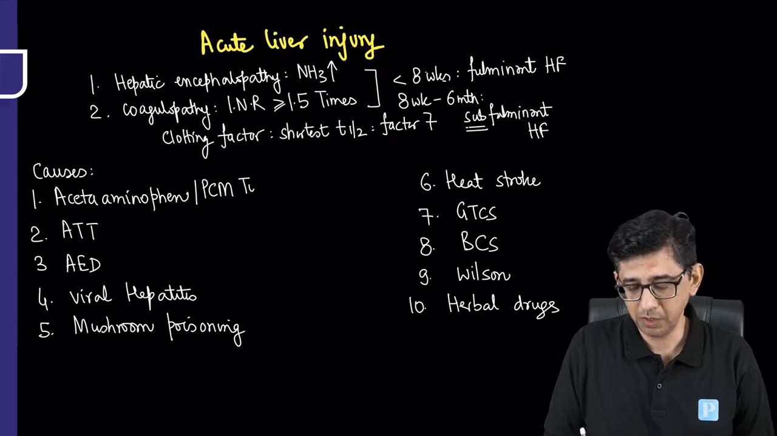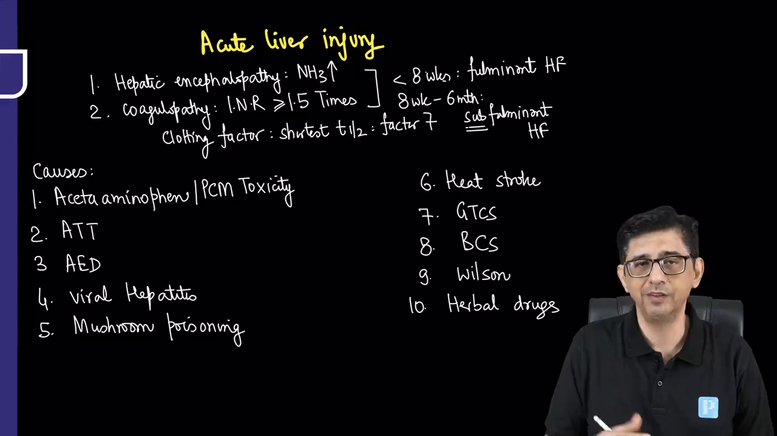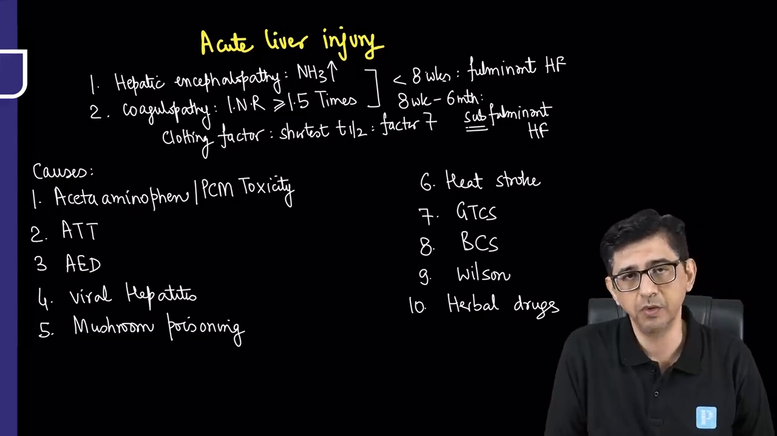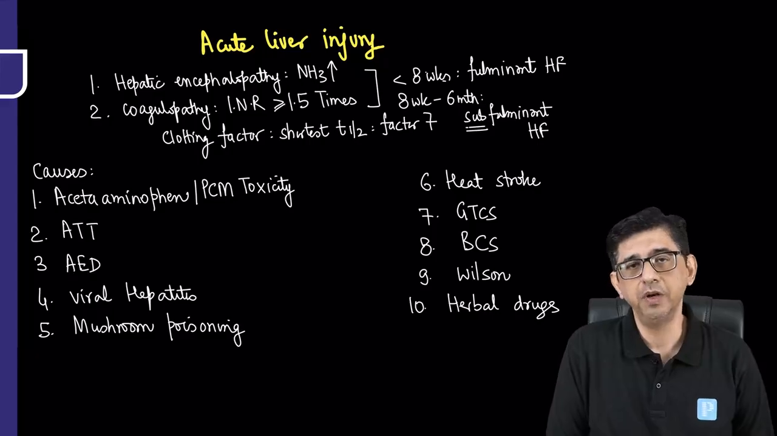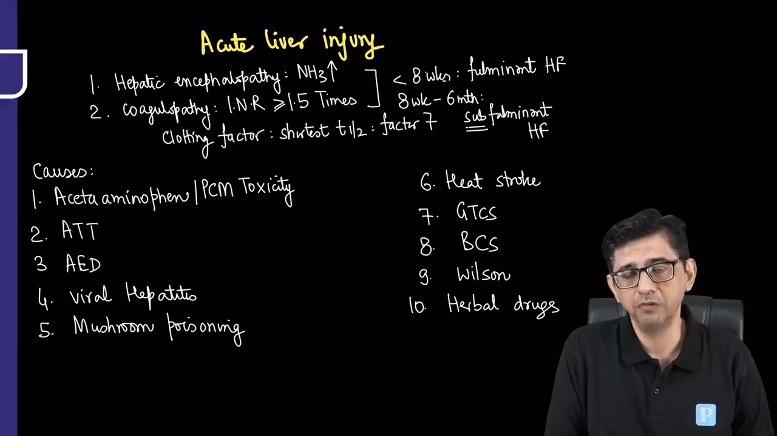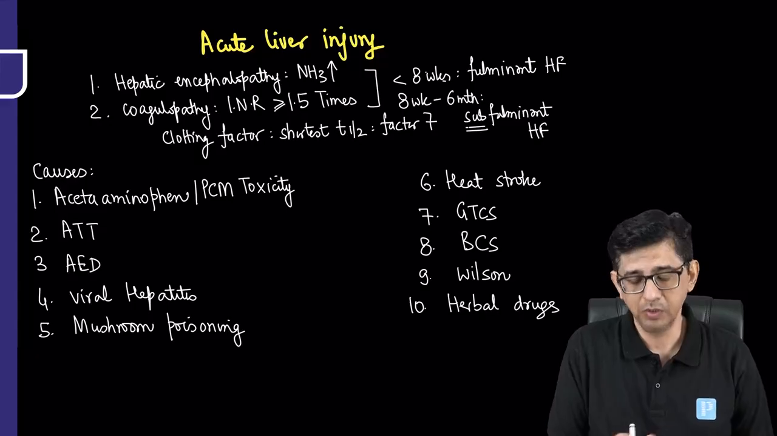So PCM toxicity, for which the antidote is N-acetylcysteine, is to be remembered. NAC should be given preferably within the first 4 hours. It helps in regeneration of glutathione and prevents damage to the liver.